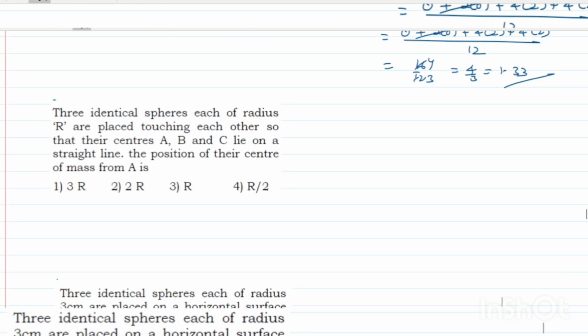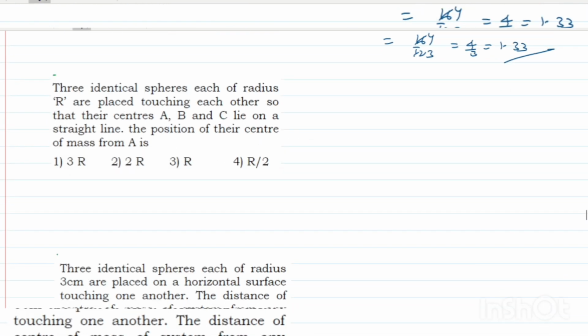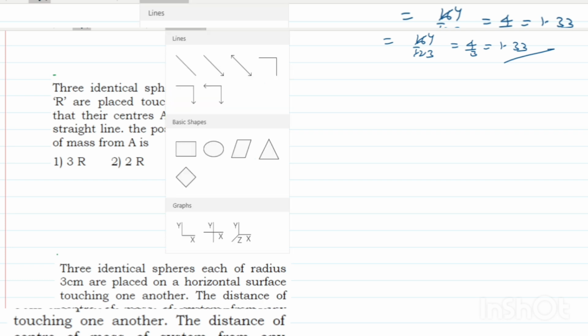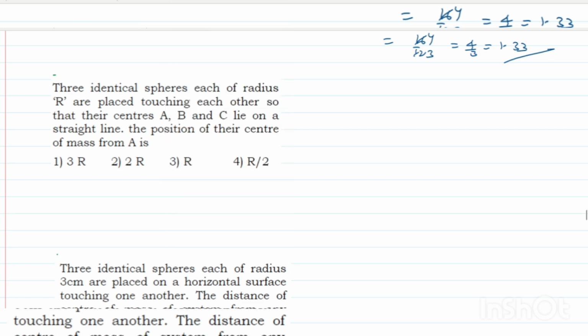Let us take the next question, students. Here are 3 identical spheres, each of radius r, placed touching each other so that their centers A, B, C lie in a straight line. They are asking the position of their center of mass from A. And here 3 identical spheres are given.